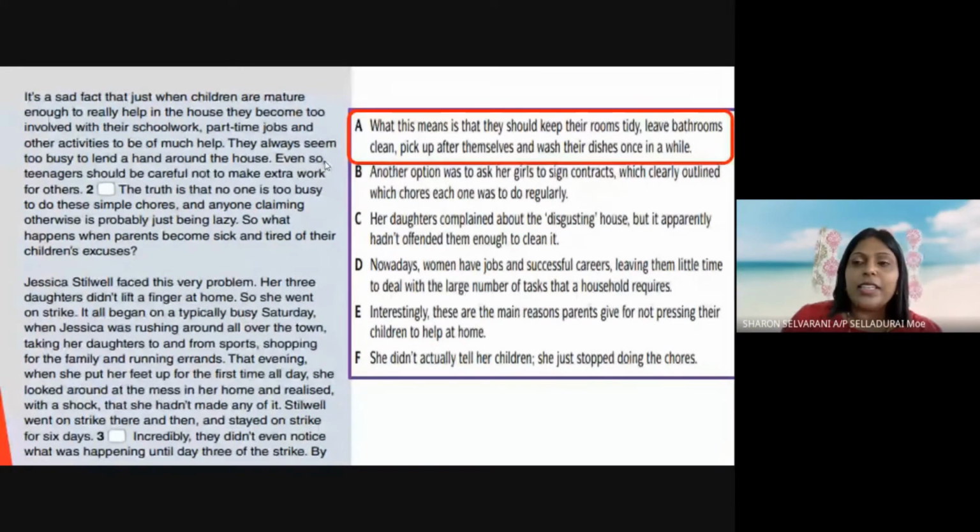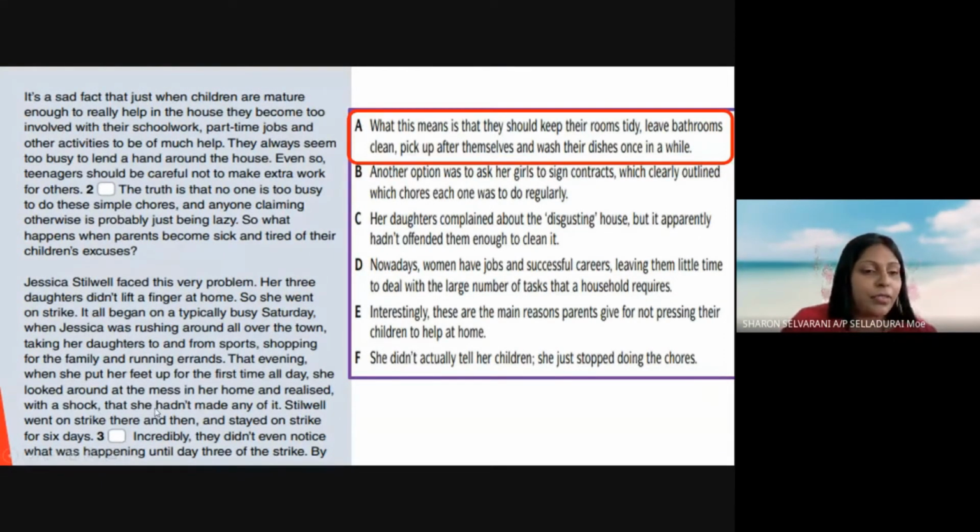The answer is A. Okay, what does this mess mean? These are all the mess that they make. They don't even do the simple chores, right? And they are probably just being lazy. Okay, so this is the correct answer. Okay, let's look at number 3.